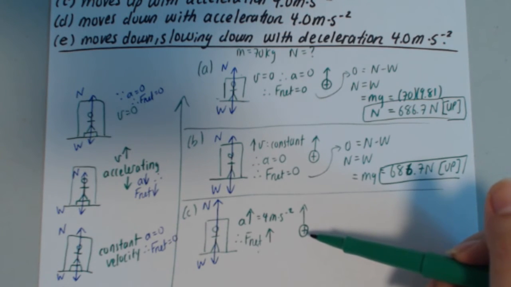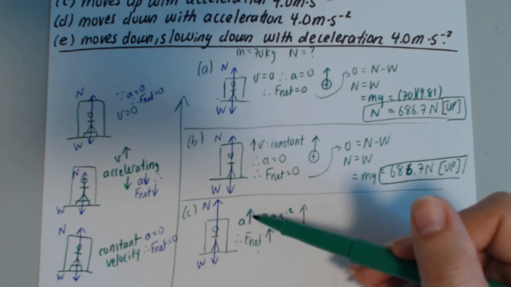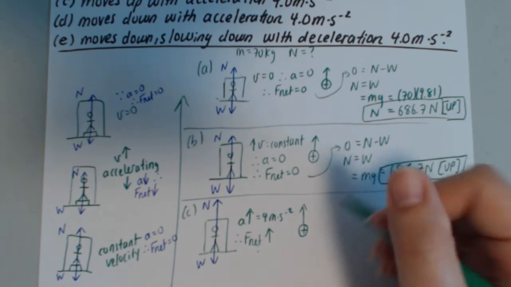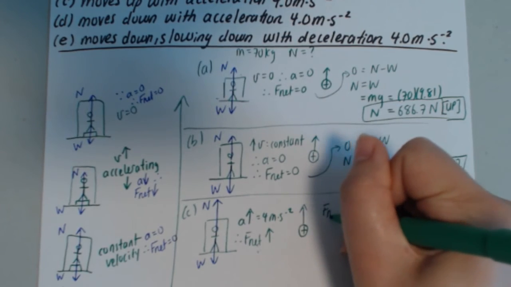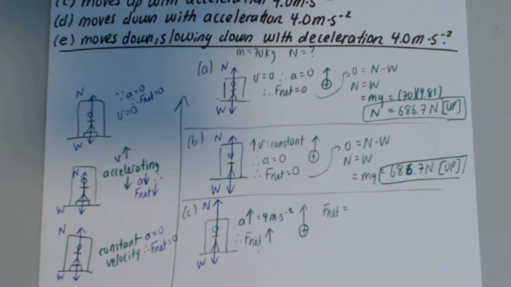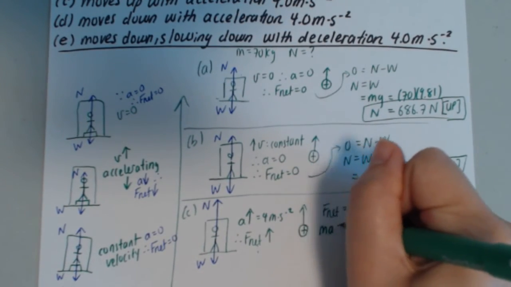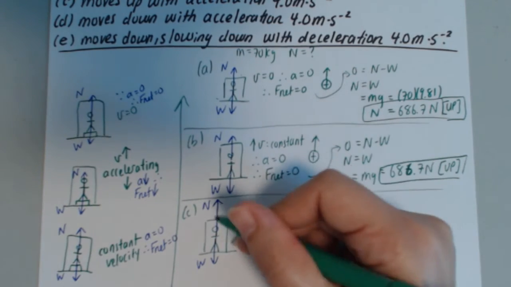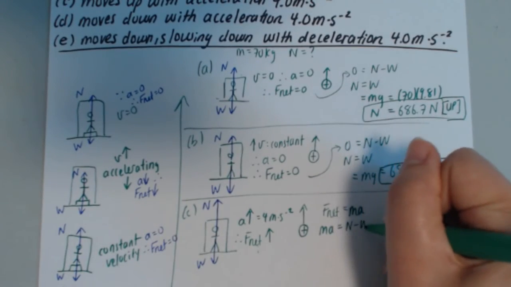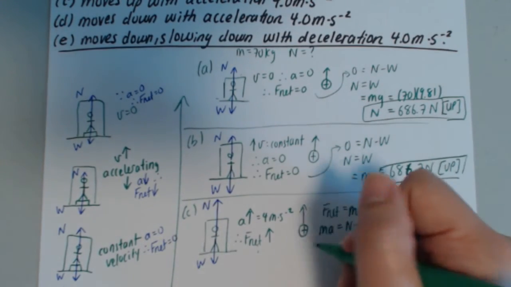It will make your calculations so much easier than if you didn't. All right, so acceleration, whatever direction it's in, pick that as your positive direction. So F net is equal to, well, it's equal to ma, right? Because it's not equal to 0 in this case. F net equals ma. But F net is also equal to N minus W, right? So we are looking for N.